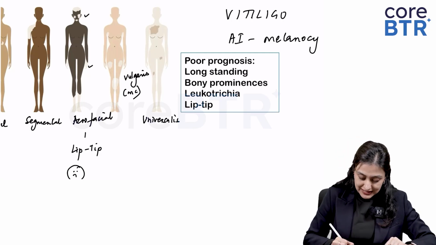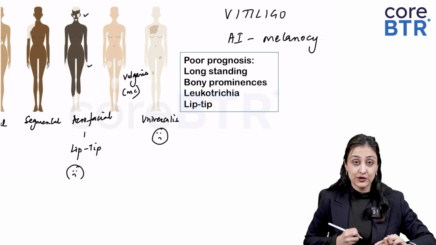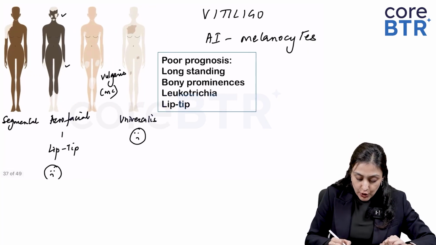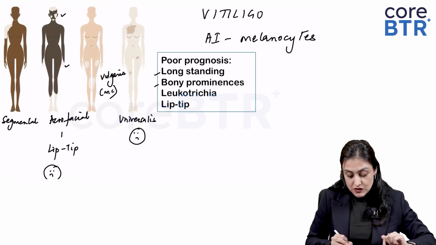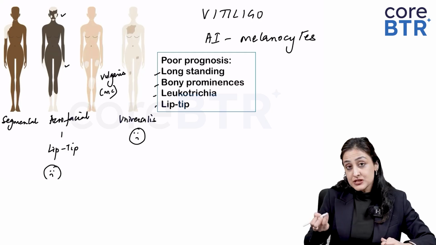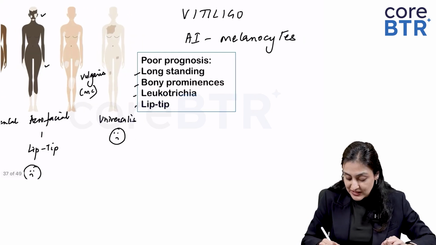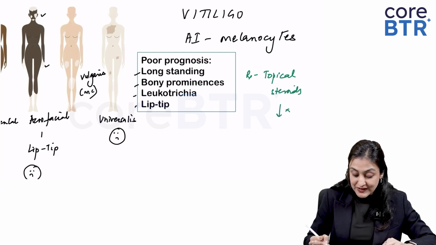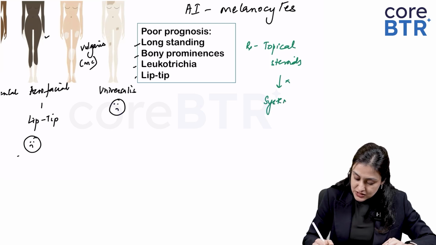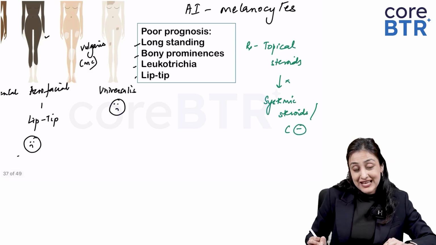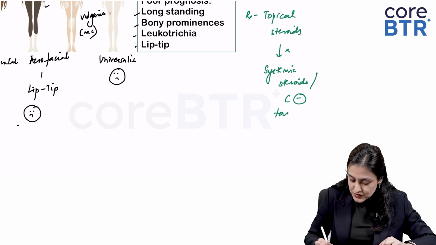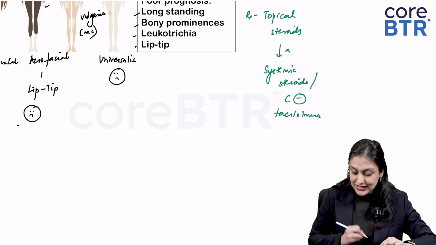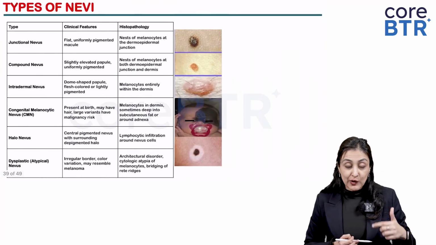So obviously universalis has a bad prognosis and acrofacial has bad. In addition, long standing disease, bony prominences involved, white hair, and lip tip all have bad prognosis to treatment. They don't respond well to treatment. The treatment obviously again becomes topical steroids. If it doesn't respond or the involvement is more extensive, we can give systemic steroids. In addition, you can also use calcineurin inhibitors like cyclosporin. More commonly what we use is tacrolimus, right? So that's tacrolimus.